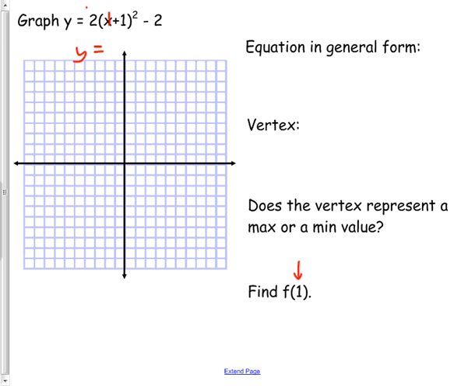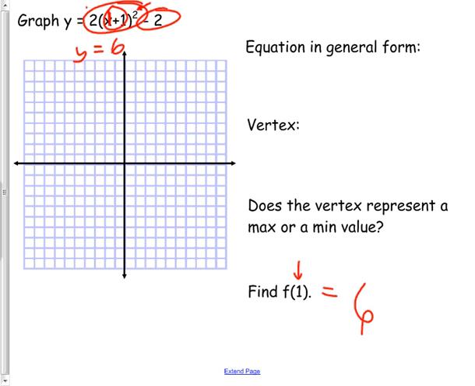Now, you could look at it on the picture if you want, or you could just stick the 1 in. It's the easiest way. 1 plus 1 is 2. 2 squared is 4. 4 times the 2 makes 8. 8 minus the 2 would make 6. So this answer is 6. Just stick the 1 in.